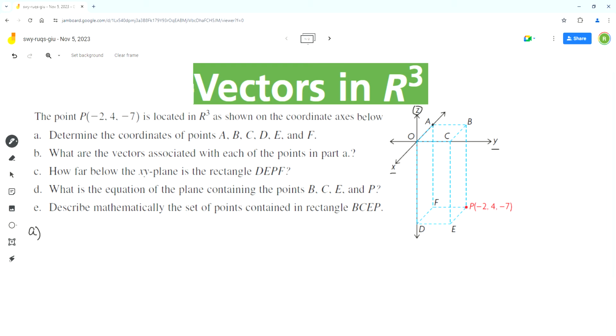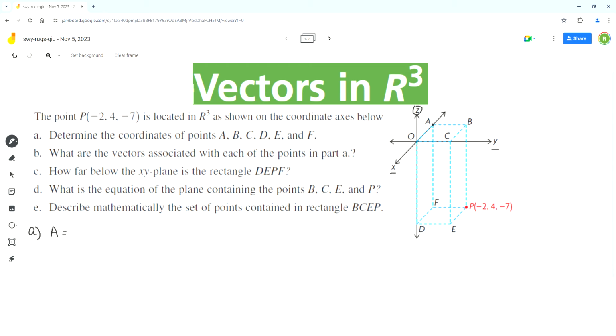We can see in this diagram that points O, A, B, C, D, E, P, and F make a rectangular prism. Out of all these points, only the coordinates of point P are given. We know that point O is the origin where the three axes X, Y, and Z cross each other. So we have to find the coordinates of points A, B, C, D, E, and F. Let's start with point A.